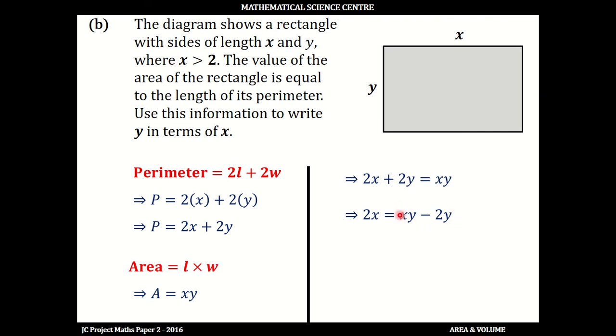Now on the right hand side, what do we have common to both of these terms? Y. So if we factorize out a y, what are you left with? x minus 2. If I take out this y and this y, you're left with x minus 2. So on the right hand side, if we factorize out the y, you're left with x minus 2.